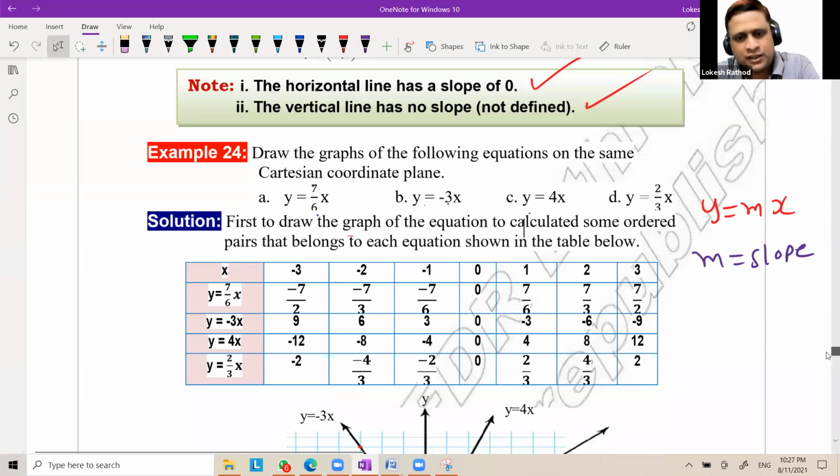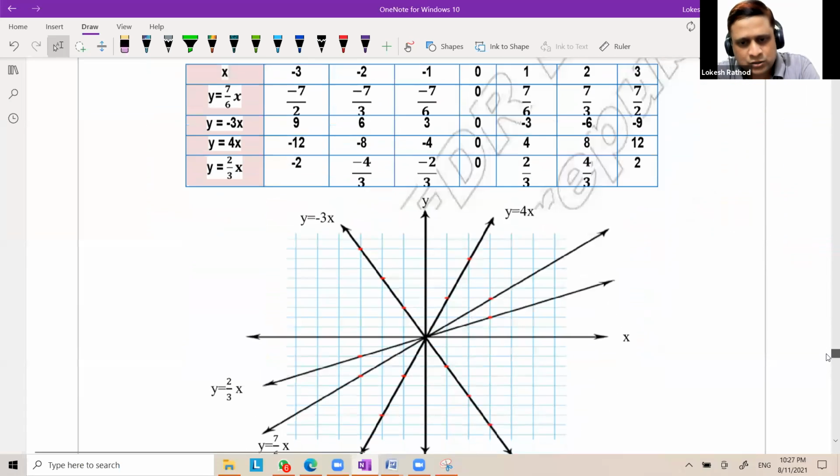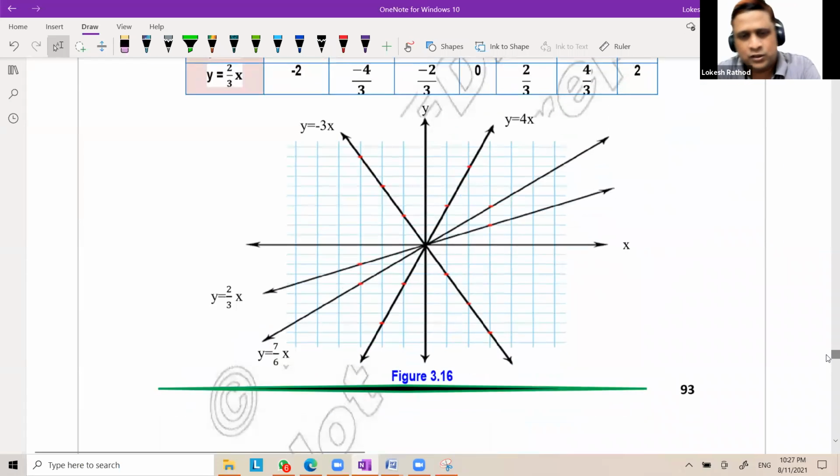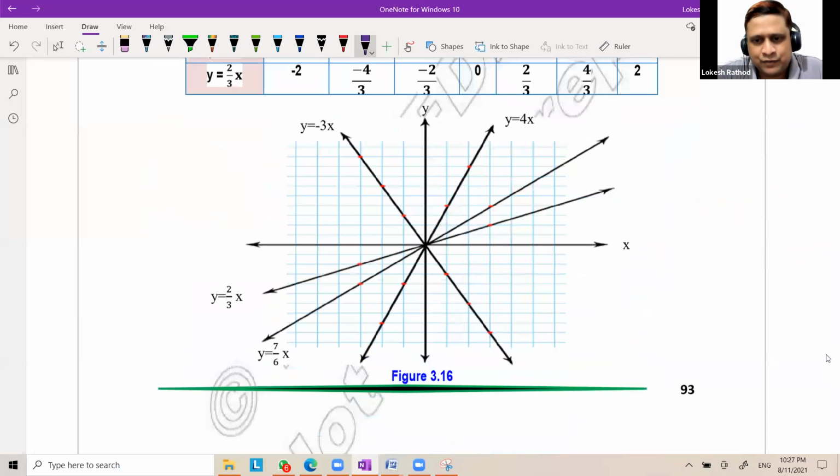So obviously all the lines pass through the origin because a constant term is not there. So all the lines pass through the origin. This is y equal to 4x, an increasing line. This line is y equal to 7 over 6x. This line is y equal to 2 over 3x.